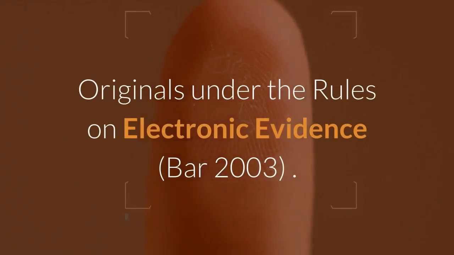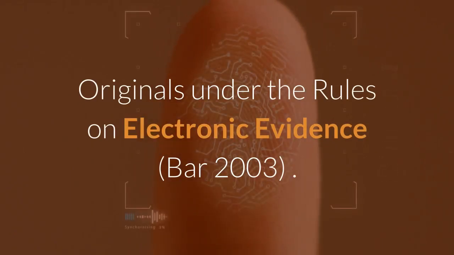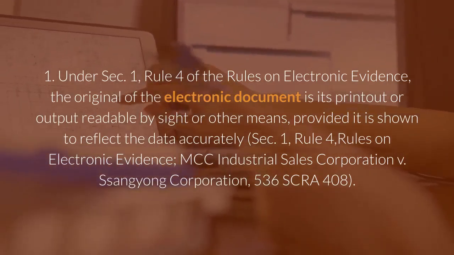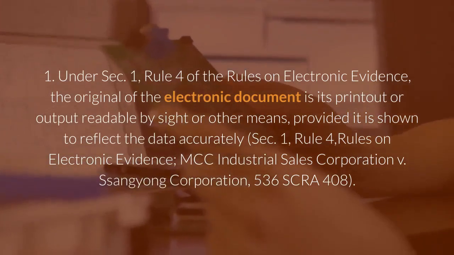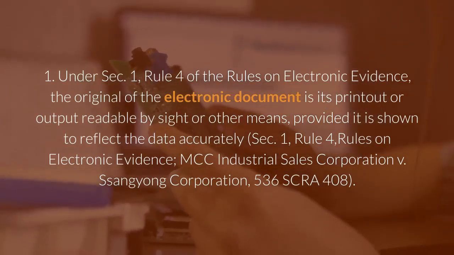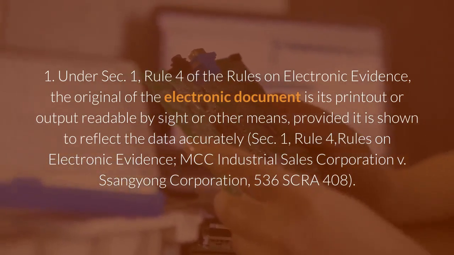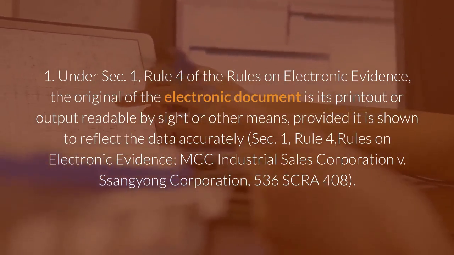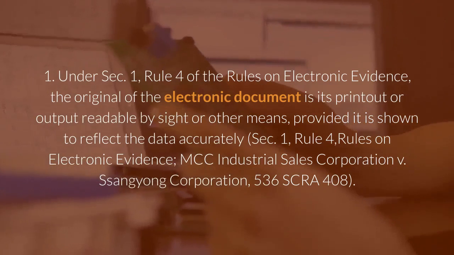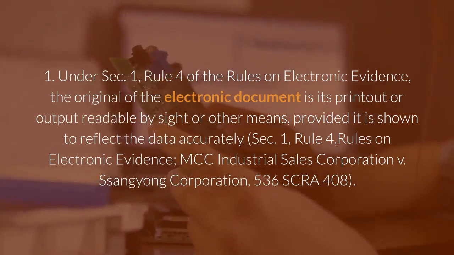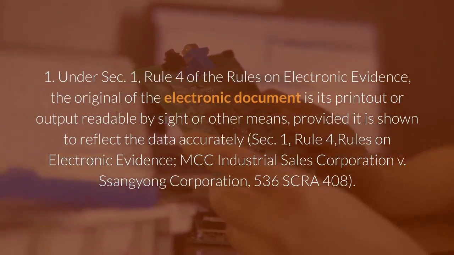Originals under the Rules on Electronic Evidence, Bar 2003. 1. Under Sec. 1, Rule 4 of the Rules on Electronic Evidence, the original of the electronic document is its printout or output readable by sight or other means, provided it is shown to reflect the data accurately. Sec. 1 Rule 4, Rules on Electronic Evidence, MCC Industrial Sales Corporation v. SsangYong Corporation, 536 SCRA 408.